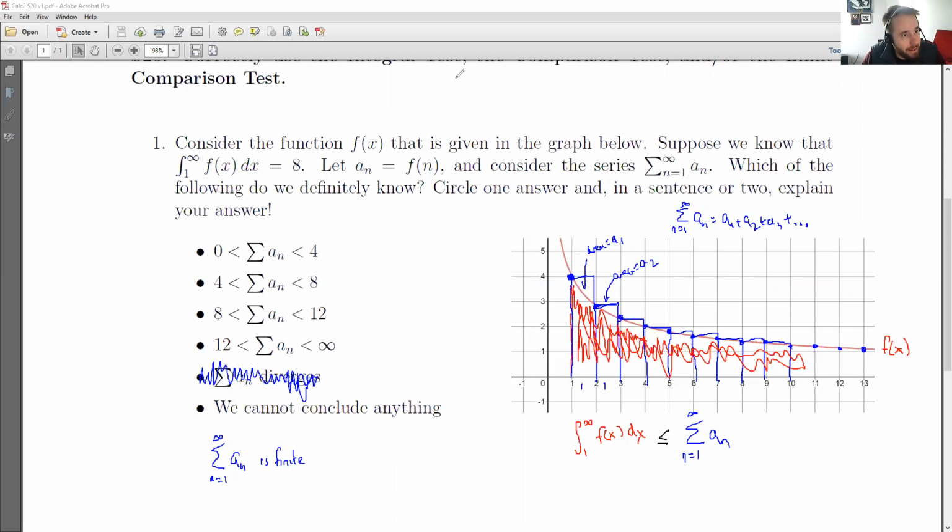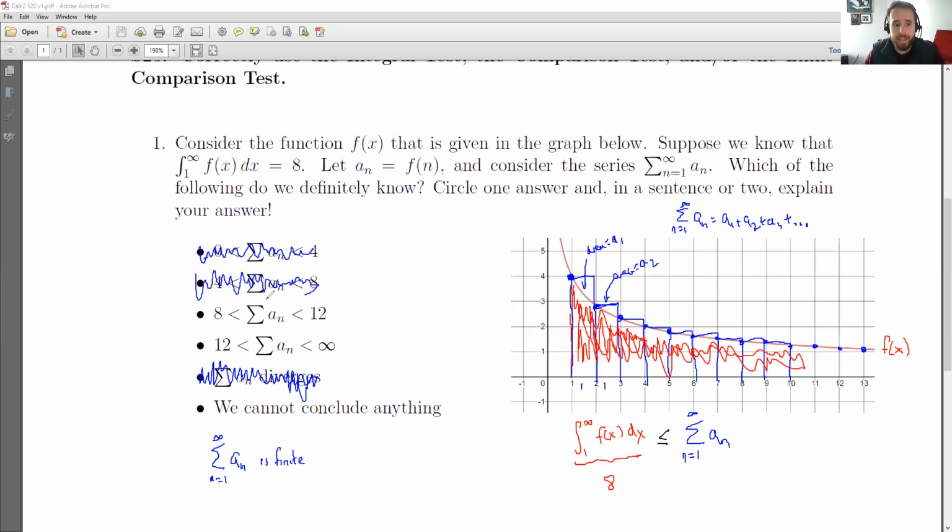And so what does that mean? Well, if the area of the integral is equal to 8, that means that our total series also has to be bigger than or equal to 8. So we are able to eliminate these first 2 bullet points as well.